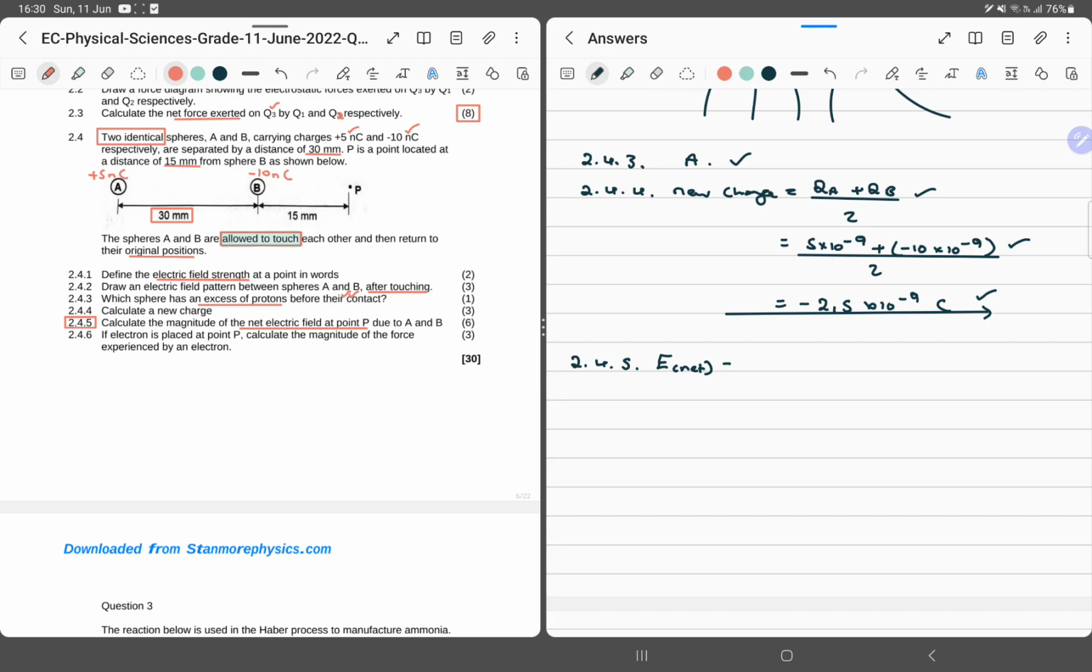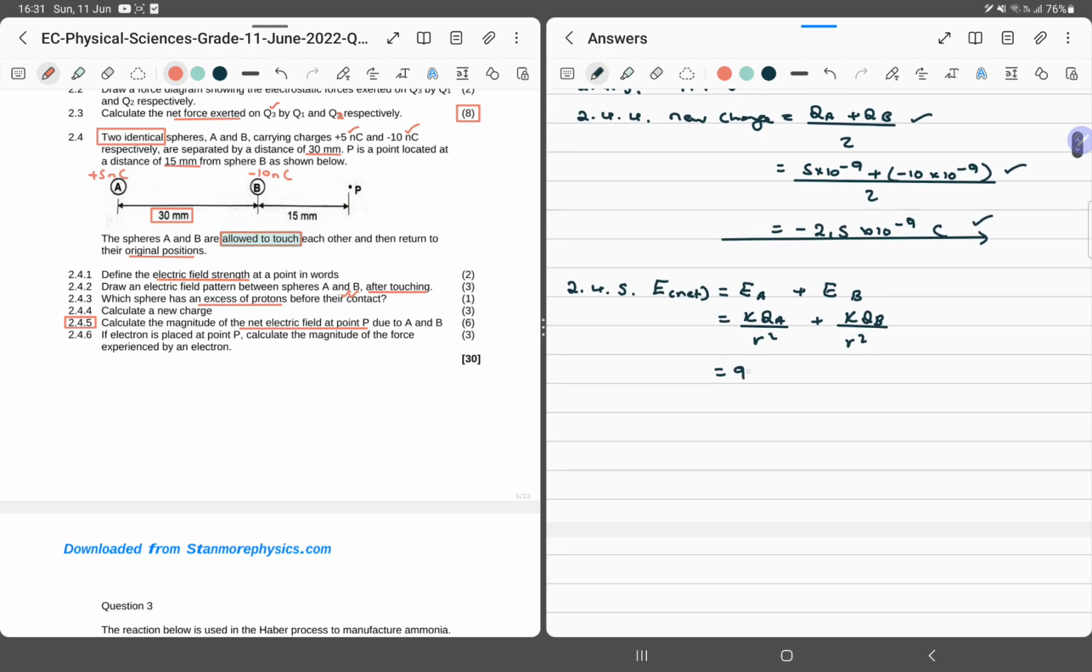The E net at P is going to be basically the electric field due to charge A plus the electric field due to charge B. Is it not? Yes. So what do we understand? We know that we can use Coulomb's law to do this, because that's what we've got. It is what will make our lives a lot simpler.